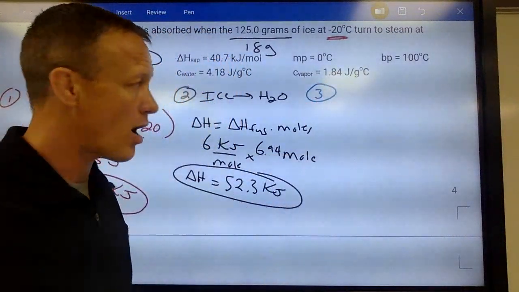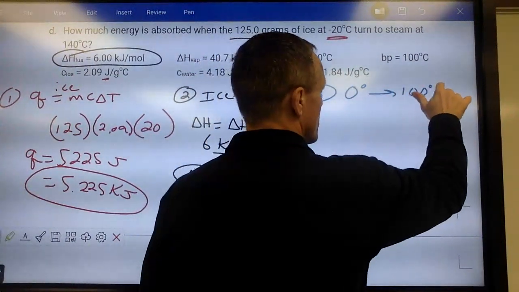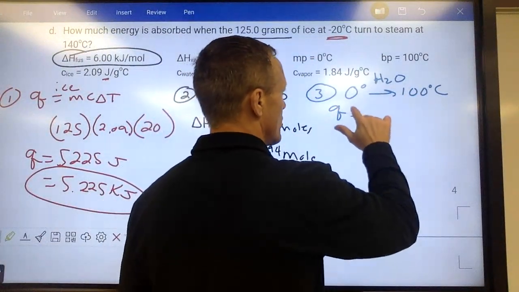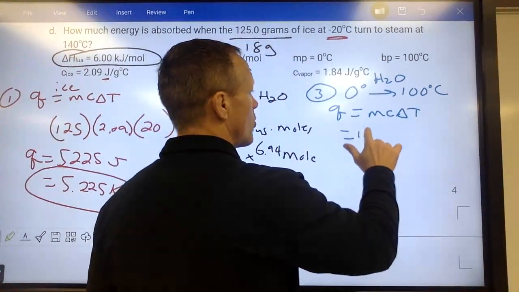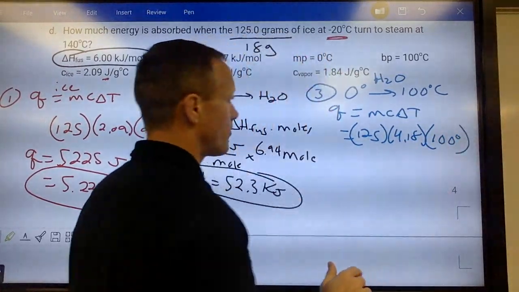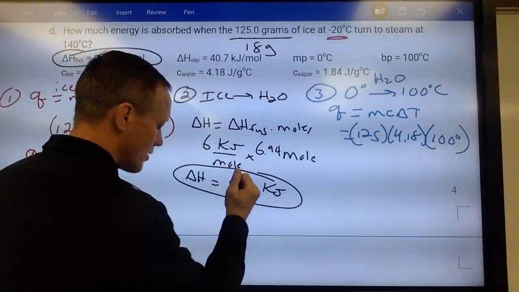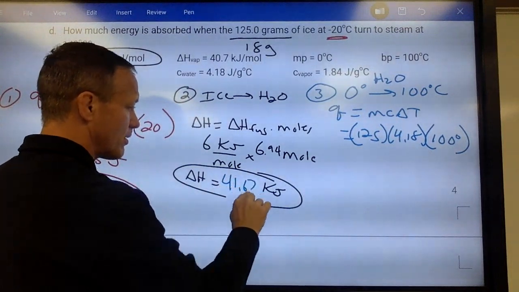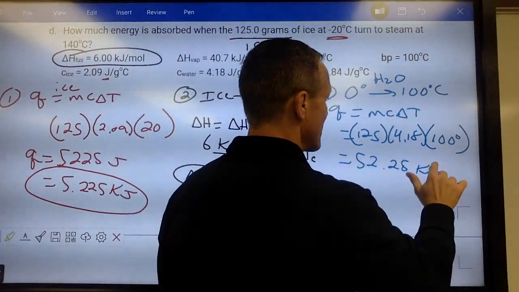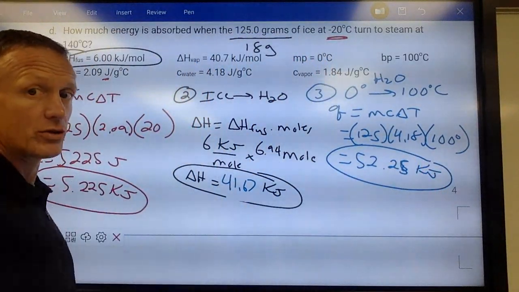Third step is going to be the water going from 0 degrees to 100 degrees. So I'm going to go Q equals MC delta T for that. Still 125 grams, 4.18, and 100 degrees. So our Q there is, whoops, I had this last Q wrong. Sorry, this Q's not right back here. That's 41.67. I looked at the wrong one. This one is 52.25 kilojoules. Remember when you get an answer there, that's going to be in joules. I had to convert that into kilojoules. So I'm keeping these all in kilojoules.